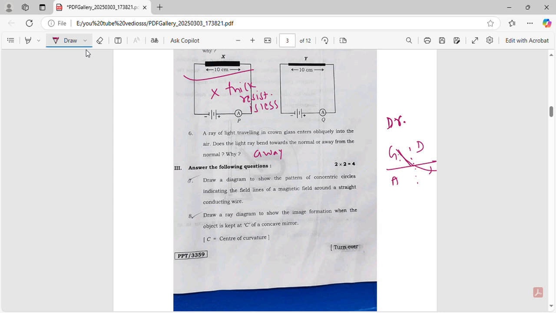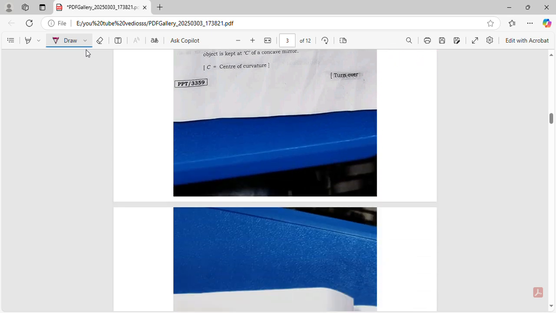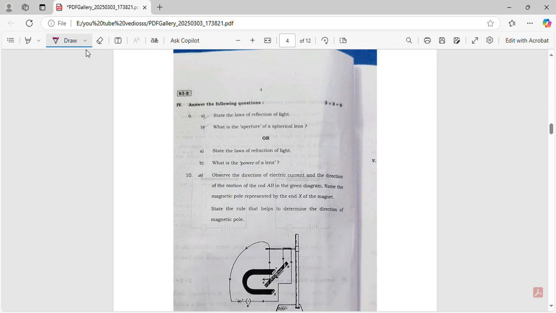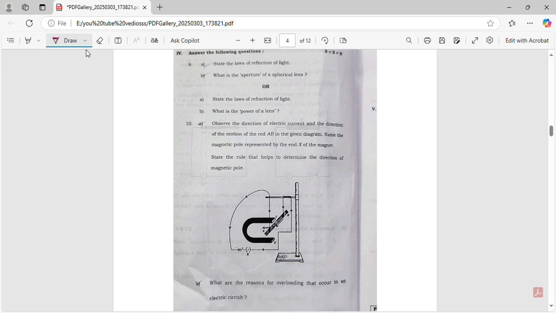Draw the diagram. It is easy. Concave mirror, object at C, so the image will also form at C only. This you can do. Laws of reflection: angle of incidence is equal to angle of reflection, and the incident ray, reflected ray and normal at the point of incidence all lie in the same plane. Aperture: the diameter of a lens is called aperture. Laws of refraction and power of lens, both are easy.